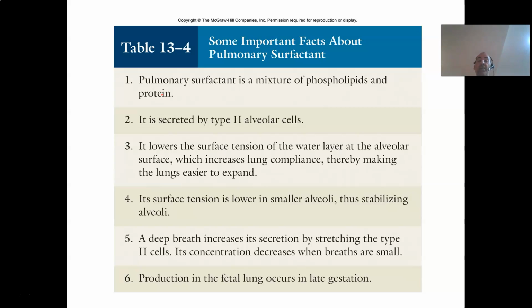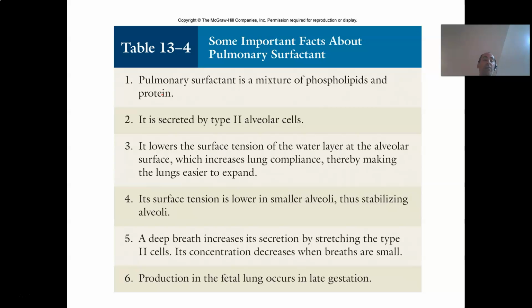It decreases the collapsing pressure. Its surface tension is lower in small alveoli, thus stabilizing the small alveoli. And we'll talk about that in the next slide, and I'll show you an example of how surfactant works better in small alveoli than large. A deep breath increases its secretion by stretching the type 2 cells. Its concentration decreases when breaths are small.